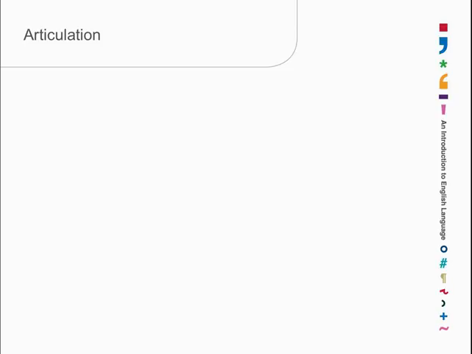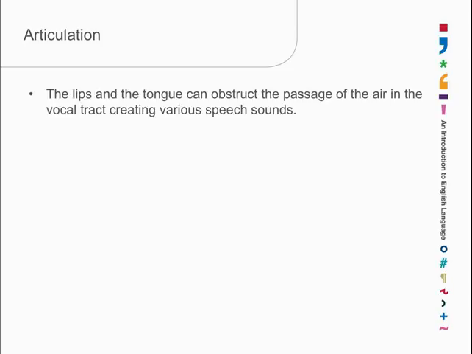We're going to start by looking at consonants. Consonants are produced because the lips and the tongue can get in the road of the passage of air as it goes out. And the way in which that's done and where it's done gives us consonant sounds.